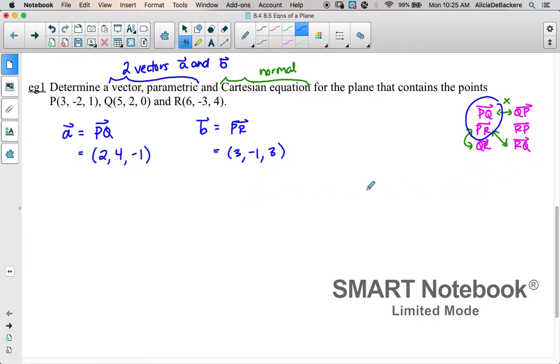Okay, and again, you could have had a different combination. But these are the 2 vectors I'm going to choose. Now to come up with a vector equation of a plane, I also need a point on the plane.